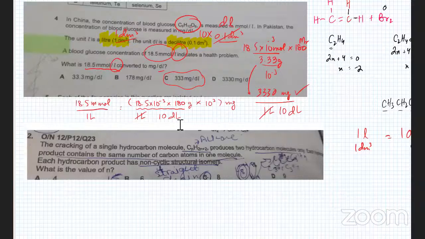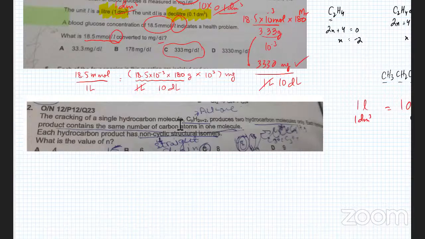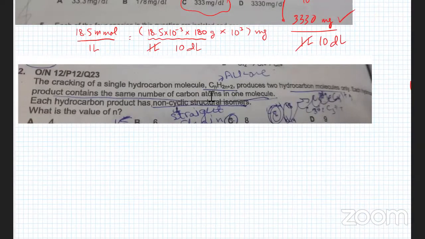The cracking of a single hydrocarbon produces 2 hydrocarbon molecules only. Each hydrocarbon product contains the same number of carbon atoms in 1 molecule. Each hydrocarbon has non-cyclic structural isomers. What is the value of N?